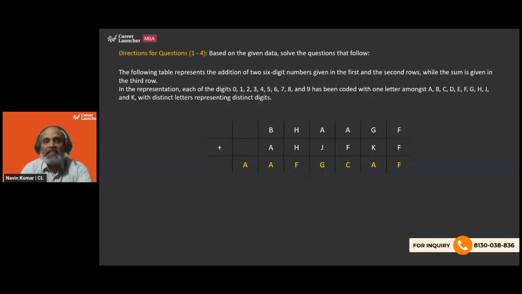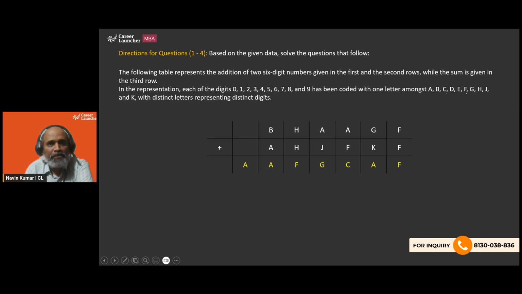The following table represents the addition of two six-digit numbers given in the first and the second rows, while the sum is given in the third row. In the representation, each of the digits 0 to 9 has been coded with one letter among A to K with distinct letters representing distinct digits. So if we look at the digits here, there are 10 digits, 0 to 9, and the number of letters we have is 10, which are distinct letters representing different digits. Basically, it means that if A represents 0, then B or any other letter will not represent 0. So this is what is given.